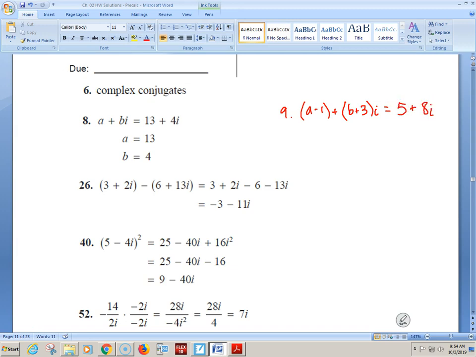Pause. Some of you are more bigger picture people, and some of you are more really good followers. Some of you like to tackle problems and have a natural problem-solving skill set, and others of you get really, really good at procedures and following them. Why am I saying that? For some of you, number 9 was super easy: a is equal to 6 and b is equal to 5, just by looking at it.